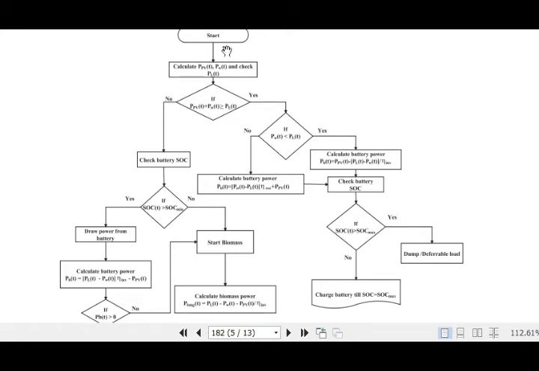In this flow chart, first of all we will calculate the PV power and the wind power. These will be calculated from the previous models, as we have been given both the temperature and the solar irradiation, so we will be able to calculate the PPV.